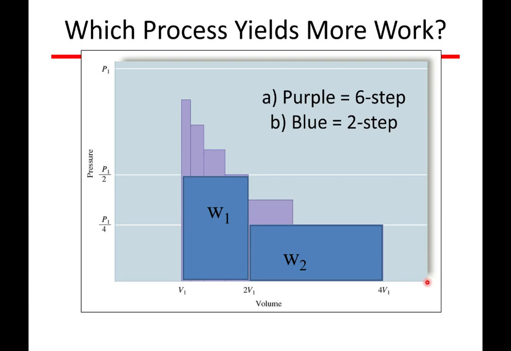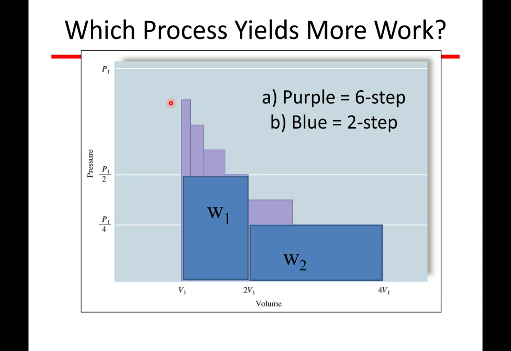So what you can do is take a look at the areas of the rectangles that would represent the work that's being done in the different transformations. And for the 2-step process, you do a certain amount of work. The 6-step process involves the same amount of work that's being done for the 2-step process, plus this additional stuff that you have represented up here. So the 6-step process is yielding more work. So when you do the process slowly and more methodically, you're allowing the system to do more work.